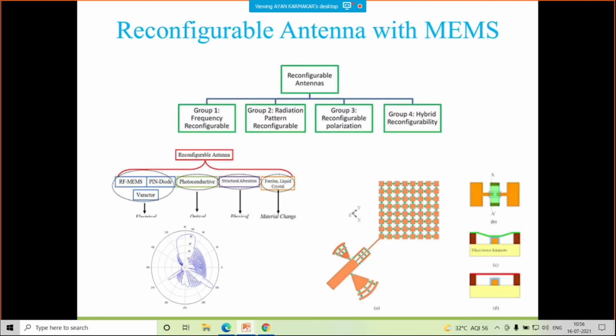Now coming to reconfigurability, it can be in frequency, in the radiation pattern, in the polarization, or a hybrid of any of them. Earlier, reconfigurability was done with solid state technology, with the use of PIN diodes and varactor diodes. Now MEMS comes as a promising element for removing all those counterparts, and it is replacing all those things with the help of RF MEMS technology.